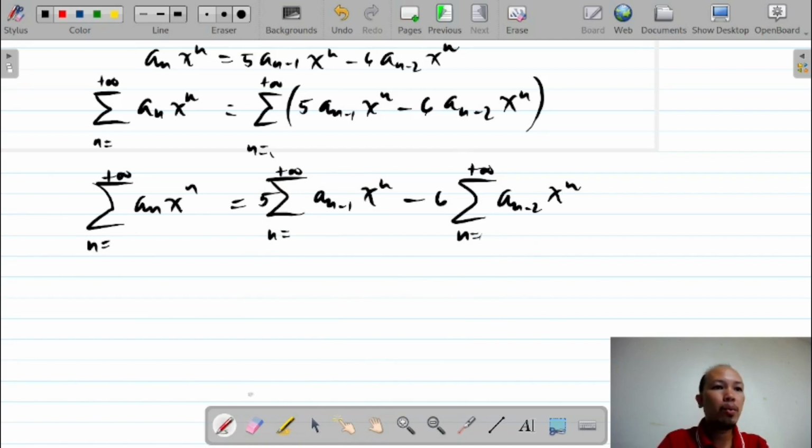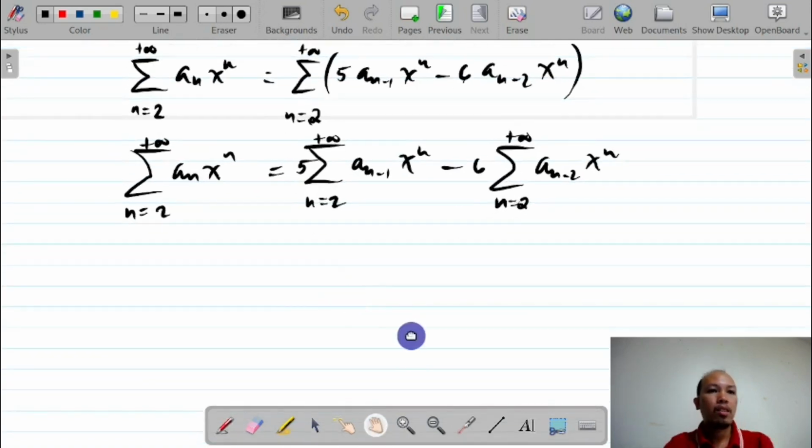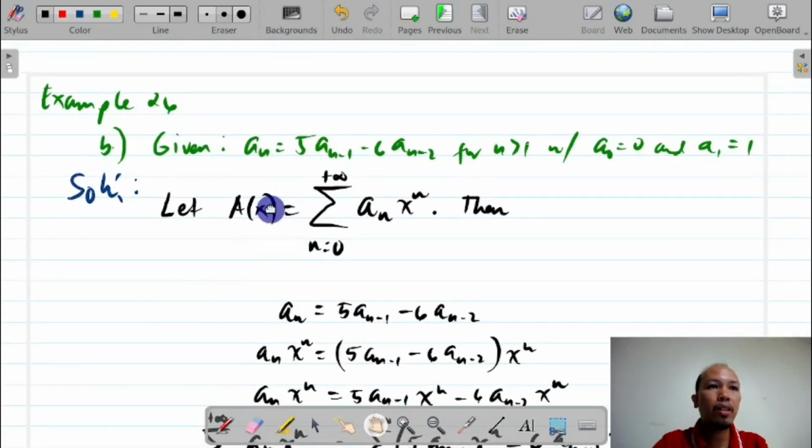Because if we start with 1, there will be a problem in the second term, this one here. We have a sub negative 1 if we start with 1. So we will start with 2. Okay? Since our goal is to write it in this form, our n starts with 0.